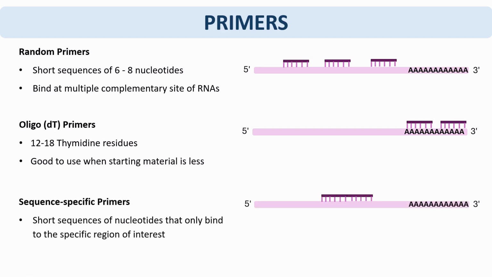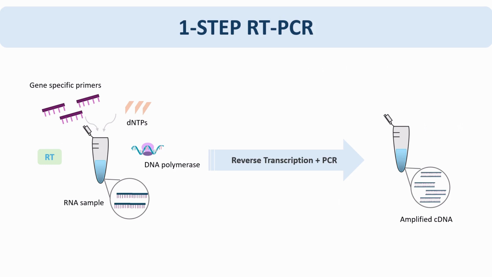Sequence-specific primers. These are specifically designed short single-stranded sequences of nucleotides that only bind to specific region of interest of RNA. RT-PCR is generally of two types based on the steps it is performed, and these are one-step PCR and the two-step PCR. In one-step PCR, reverse transcription and amplification reactions all occurs in a single tube.